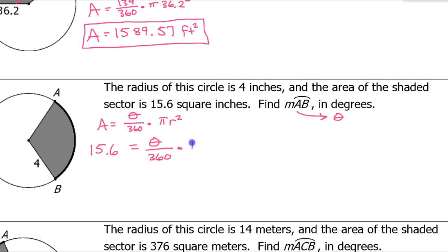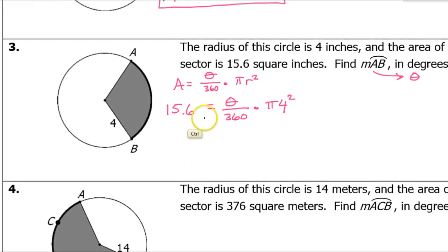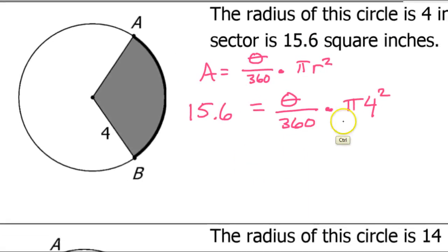Okay, times pi r squared. Well, we know the radius is 4, so that'll be pi 4 squared. So this time I just can't put the entire thing in my calculator. I have to actually solve this out. So let me take it step by step. Okay, let's see. So I'm going to do two things at once right now.